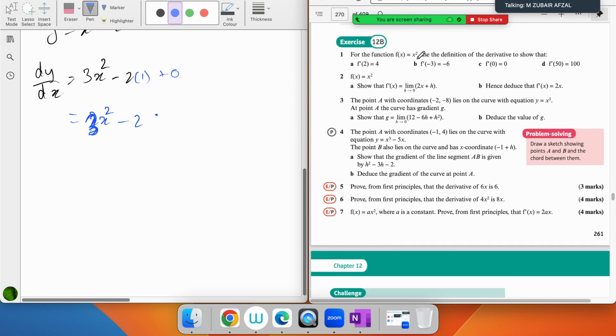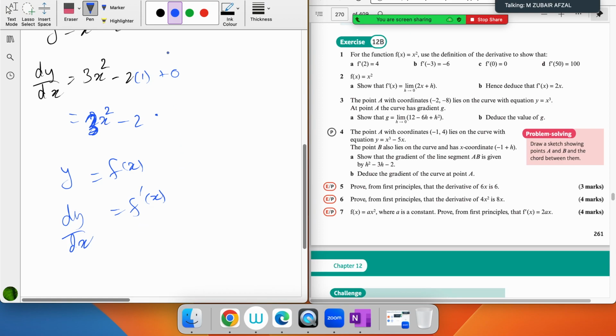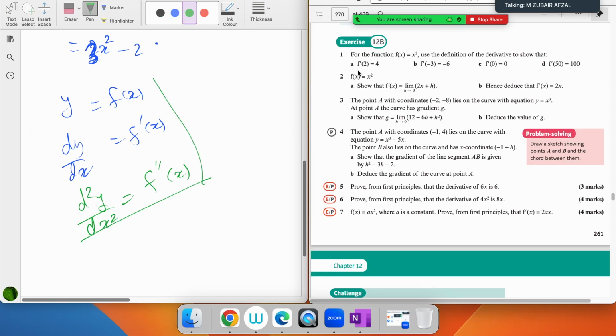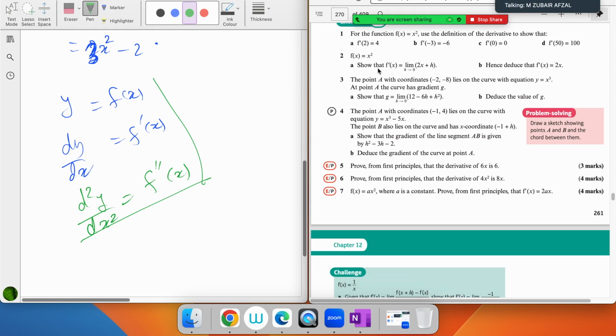Given the function f of x is equal to x square, use the definition of the derivative to show that f dash 2 is 4. Now what is f dash? Basically when we have y, we go for dy by dx. In case we have f of x, we will have f dash as the derivative. And in case of double derivative, this is d square y over dx square, and the double derivative would be f double dash x. So this is your double derivative. And in your first question it says that f dash 2 is equal to 4.